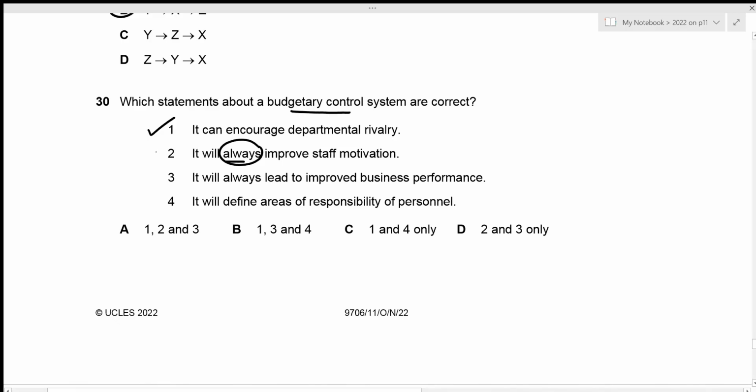So this is incorrect. The third statement states that it will always lead to improved business performance. Again, a budgetary control system can sometimes lead to improved business performance, but we cannot guarantee that it will always lead to improved business performance. So the third statement is incorrect. And the fourth one states that it will define areas of responsibility of personnel. This is true because we are assigning some fixed targets, which means that we are also assigning a fixed target for personnel, which will come with some sort of responsibilities. So statement 4 is correct. The correct ones are 1 and 4, which is given in option C. So that will be the correct answer.